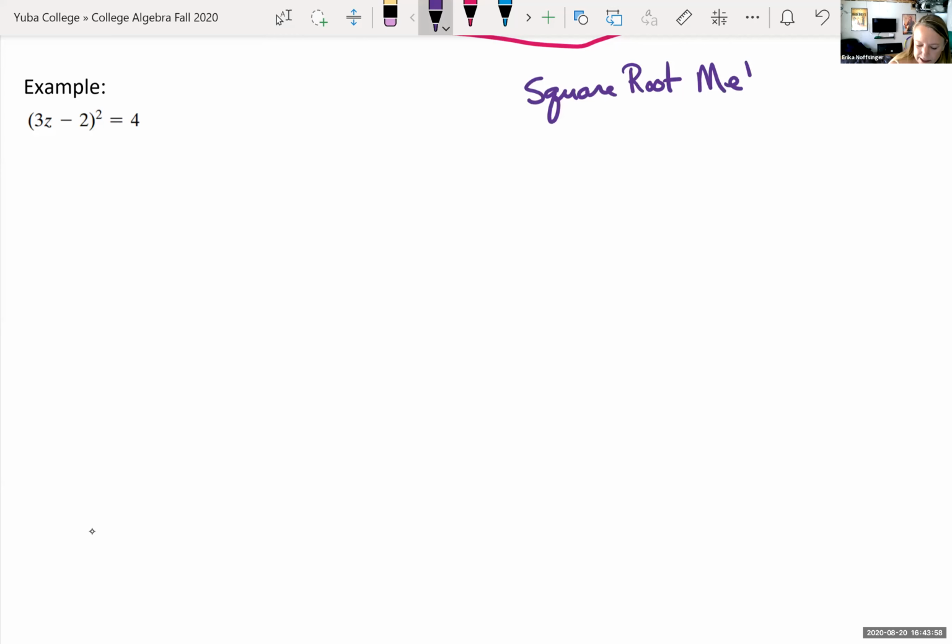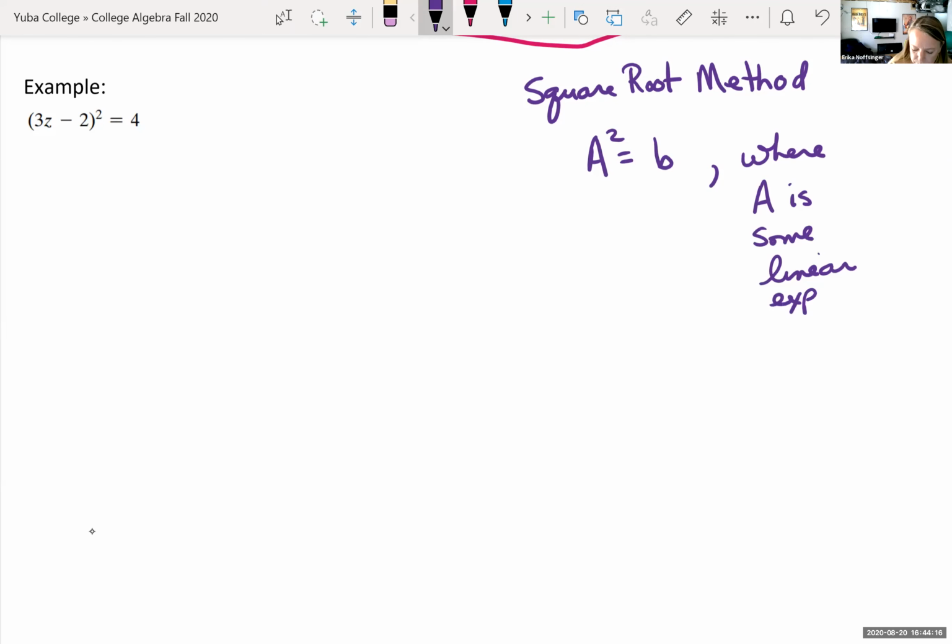So basically, if you have some quantity a squared equals b, where let's say a is some expression, how about some linear expression, and b is a constant, then we can do the following.